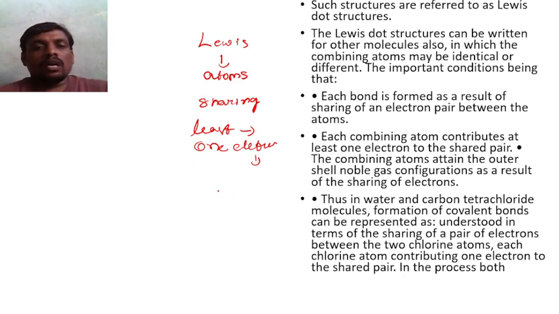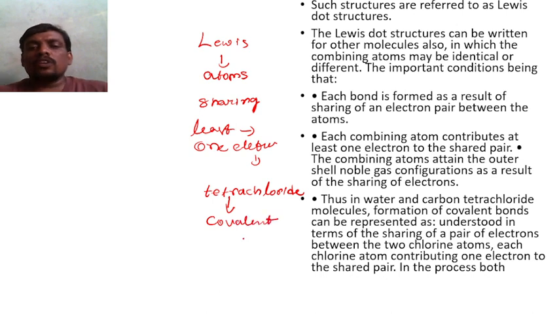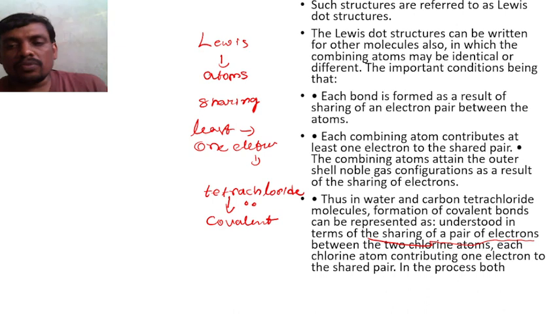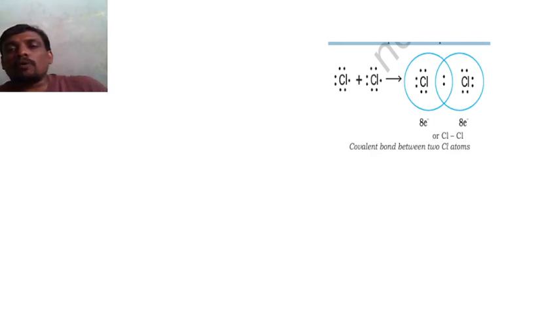Thus, in water and carbon tetrachloride, the formation of a covalent bond can be understood in terms of sharing of a pair of electrons. When the electrons are shared, what will happen? It leads to the formation of a covalent bond between the chlorine atoms, each chlorine atom contributing one electron to a shared pair, in the process completing both outer shells. I will show you here a covalent bond between two atoms.